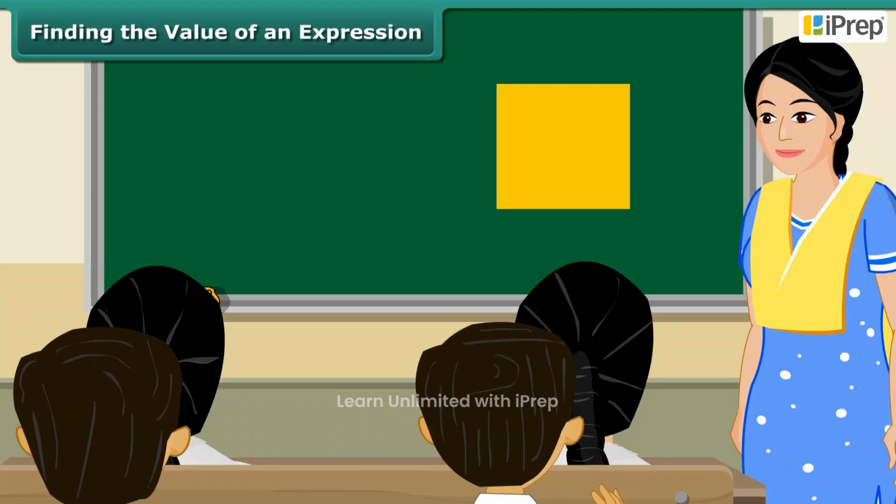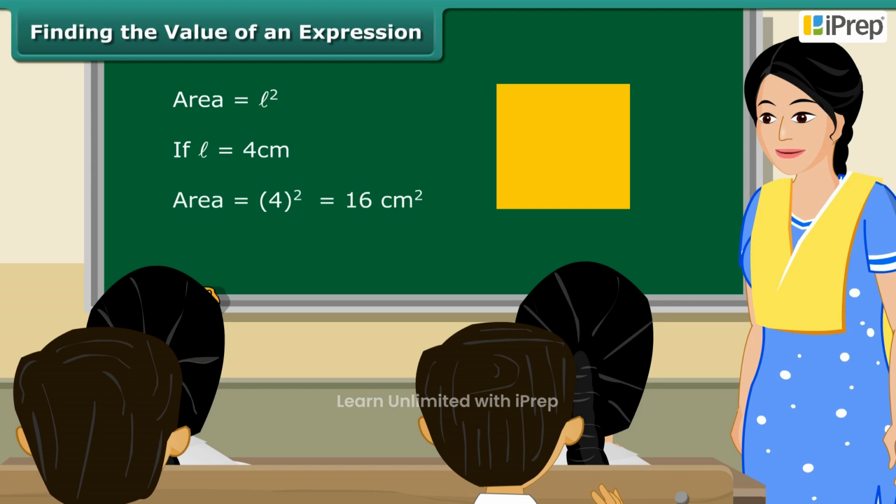This square has an area equal to L squared. If the value of L is equal to 4 centimeters, then what would be the area of this square? That's right, it would be 16 centimeters squared.